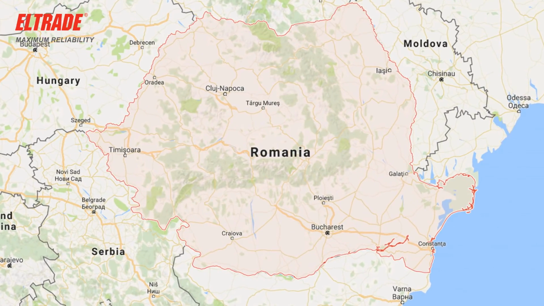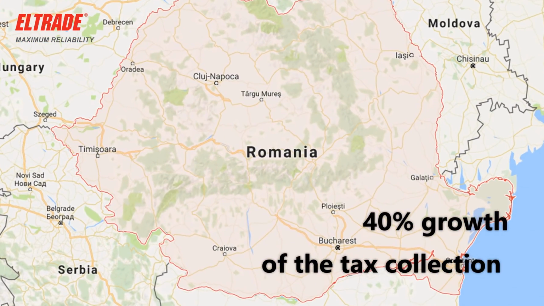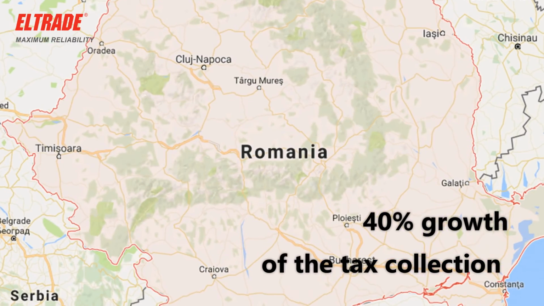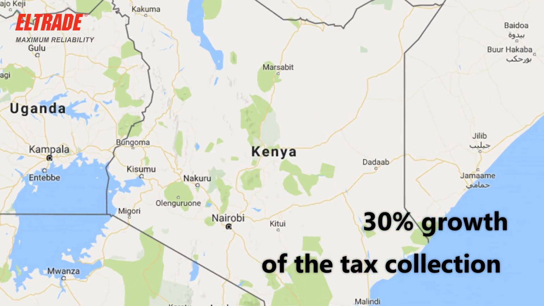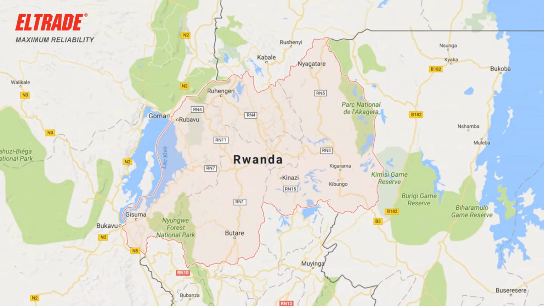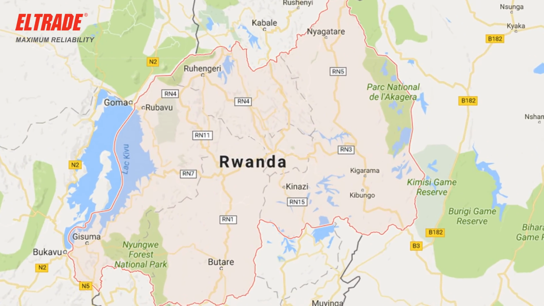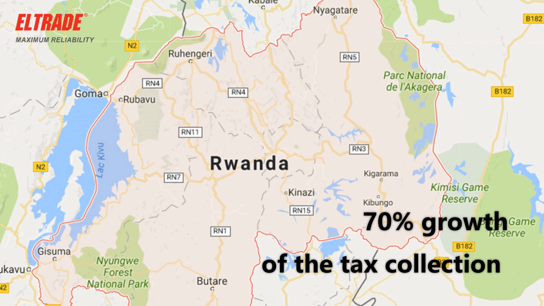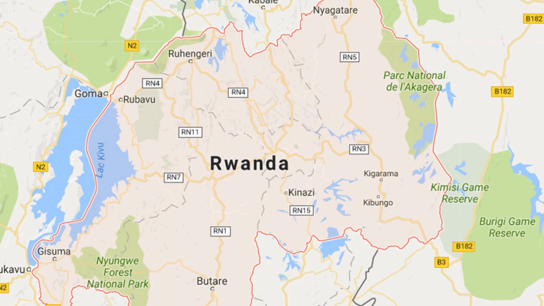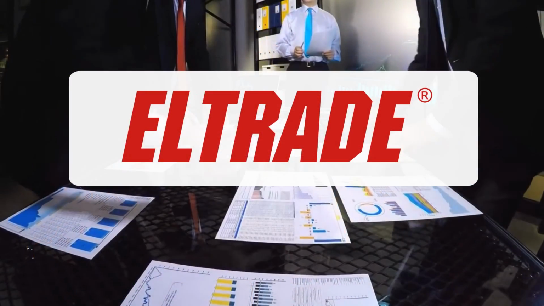Romania, since the launch of the cash register system, there is an increase of the tax collection with nearly 40%. Kenya, tax collection growth of 30%. Rwanda, after the pilot project and the introduction of fiscal system in Rwanda, the Rwanda Revenue Authority is reporting a rapid growth of more than 70% in the collected taxes.